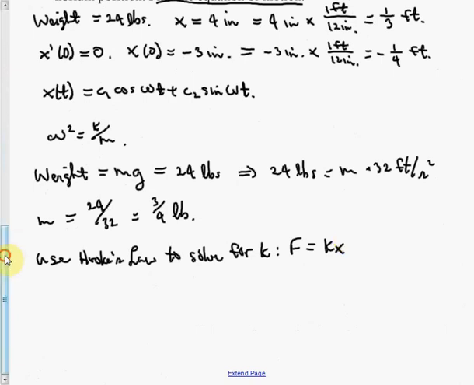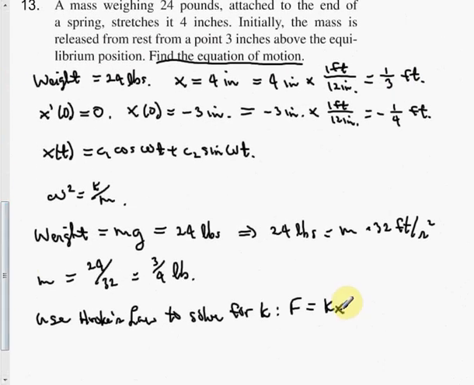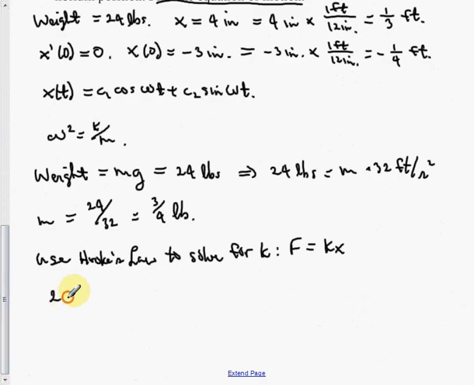We have x, right? It tells us that attached to the end of a spring stretches 4 inches. That 4 inches is the same thing as 1/3 feet. So x is 1/3 feet. Solving for k, what's F? The weight, because weight is also force. So just put the numbers there. This 24 for the force is equal to k times x, which is 1/3. This implies that k is equal to 24 times 3. What is that? 72.